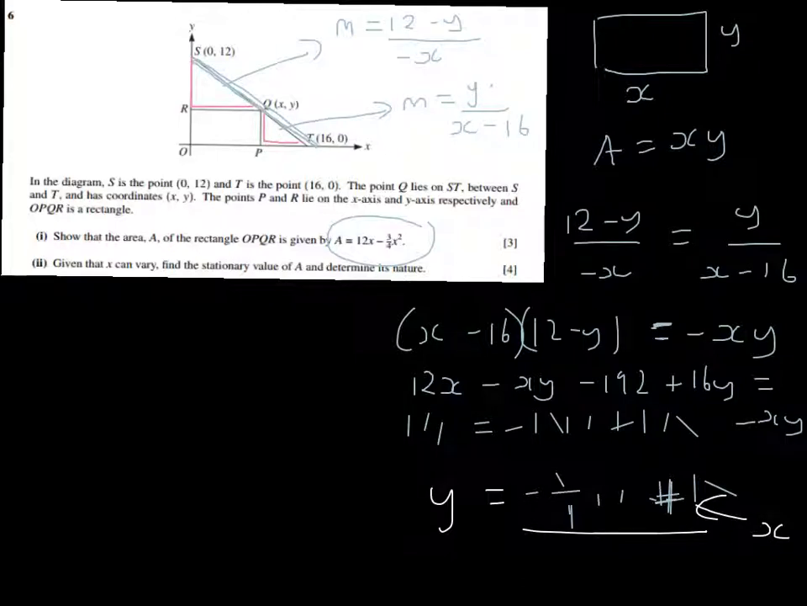It's a plus. Cool, so what I can do now is go back to the original equation, which was the area is x times y. I can replace that y with negative 3/4 x plus 12.